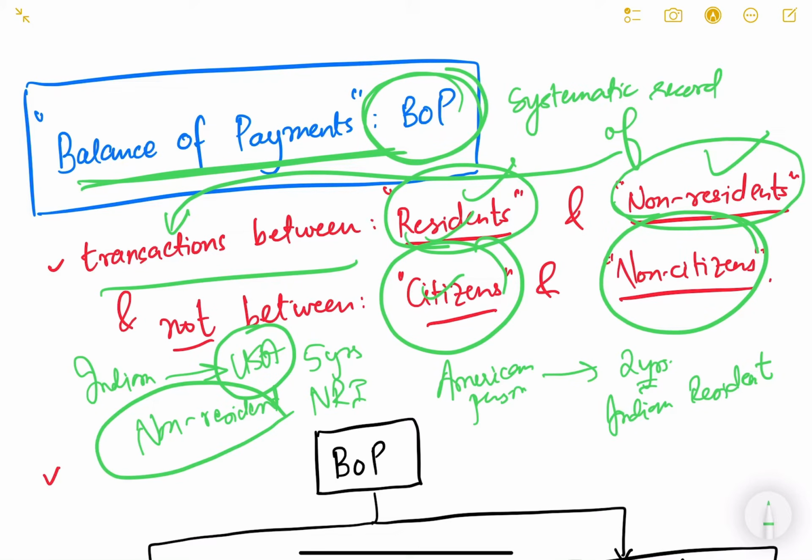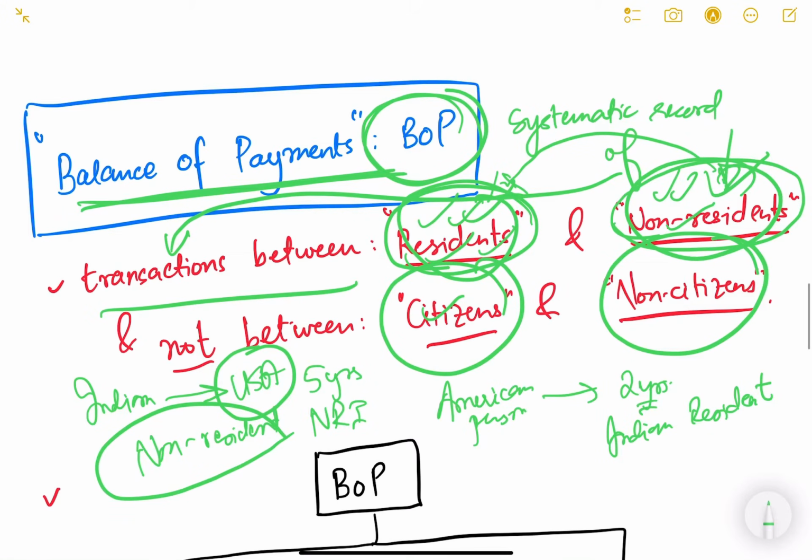So basically it is the transaction between residents and non-residents. A resident can be an American citizen also, and a non-resident can be an Indian citizen also. For example, if somebody is Indian but he is a resident of the USA, and he is purchasing something from a resident of India, then it will become an export for India. It will become a transaction between a resident and a non-resident.